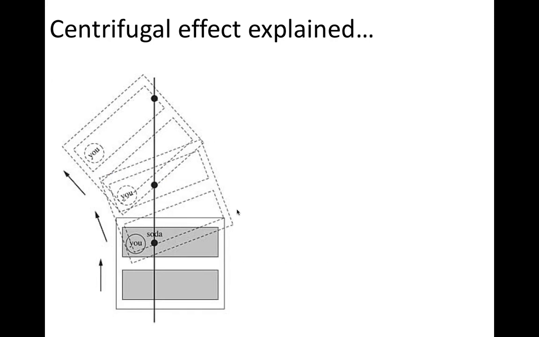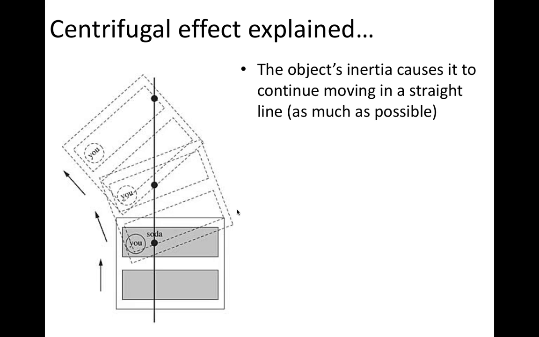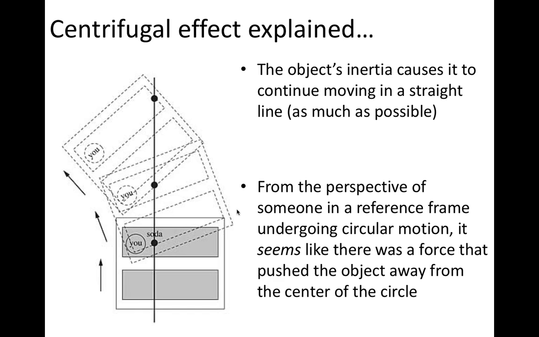Imagine that you're riding in a car along with a soda sitting on the seat next to you while the car turns to the left. Well, the soda has inertia. It wants to continue moving in a straight line as much as possible, but the car itself is turning to the left. If you were to see from outside the car, the soda moving forward, but to somebody in the car, it seems as though the soda moves out away from the center of the circular path.